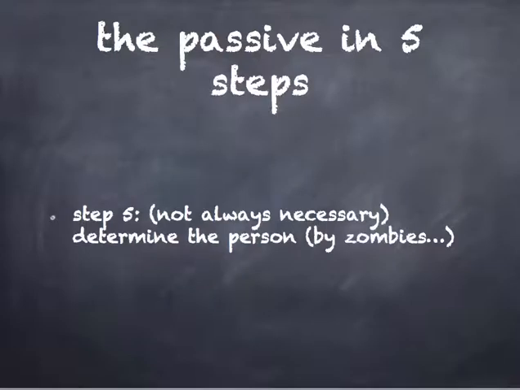Step 5, you don't always have to do it, is determine the person, if there is a person in the sentence already. Okay? Determine the person.